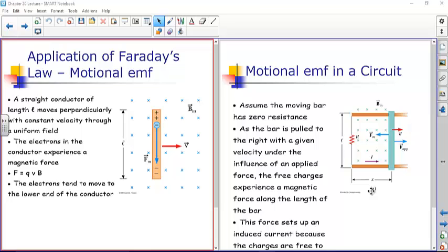Okay, so here's the physics lecture. Some of this is going to be review, just setting up what we're going to talk about.